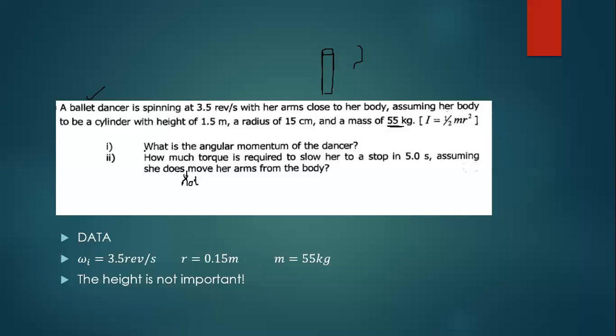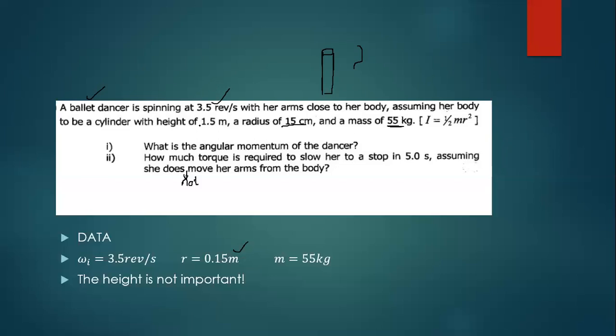Anyway, the idea is let's find the angular momentum of the dancer. So what is the data that we have? The initial angular velocity: she was spinning at 3.5 revolutions per second. And her radius, with a radius of 15 centimeters. So in meters, it is 0.15 meters. And her mass is 55 kg.